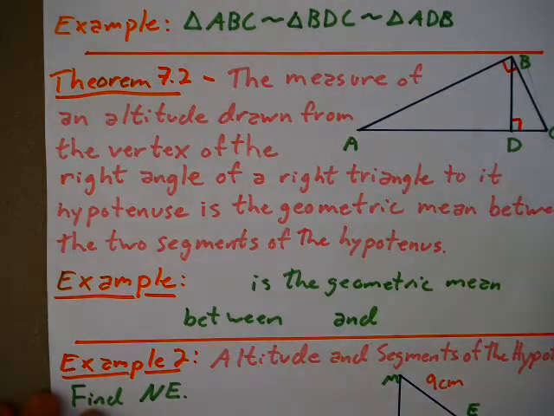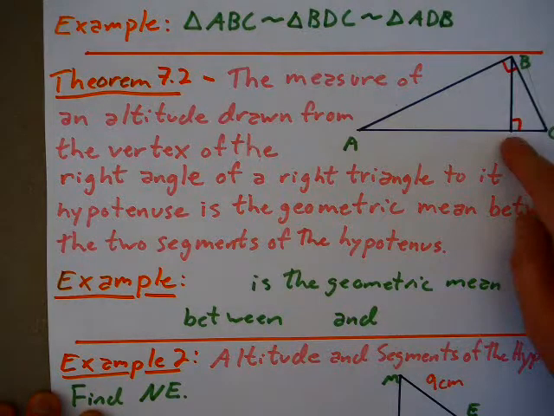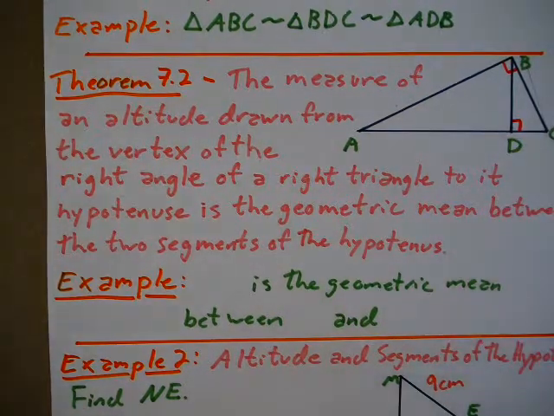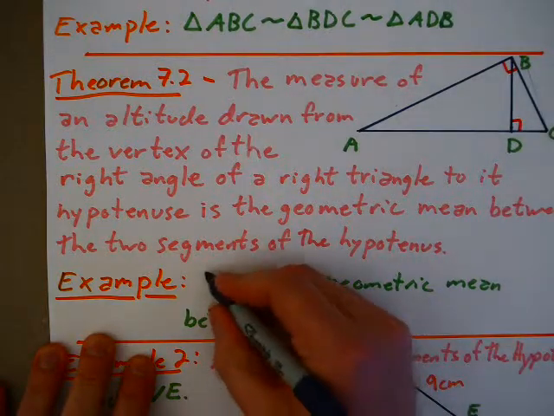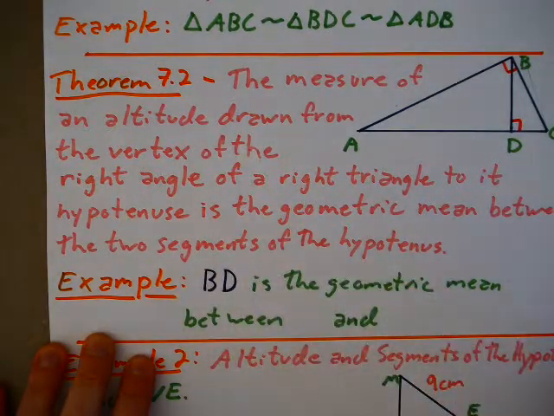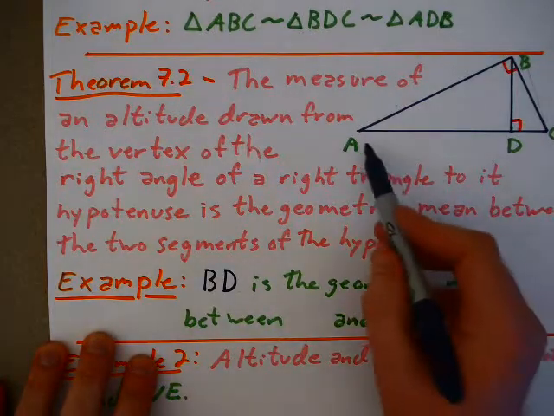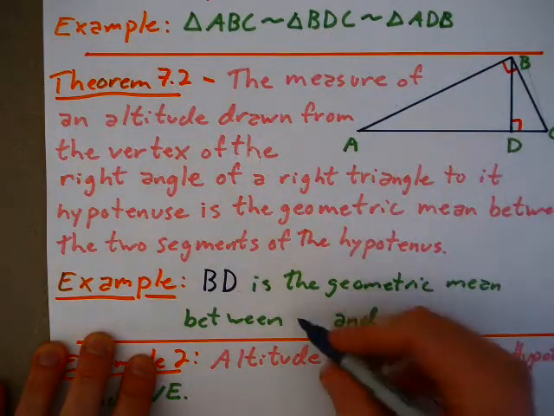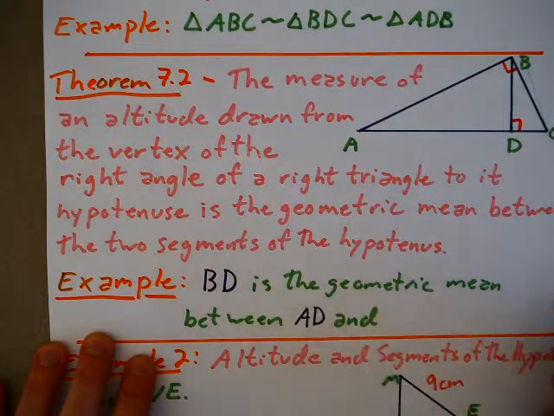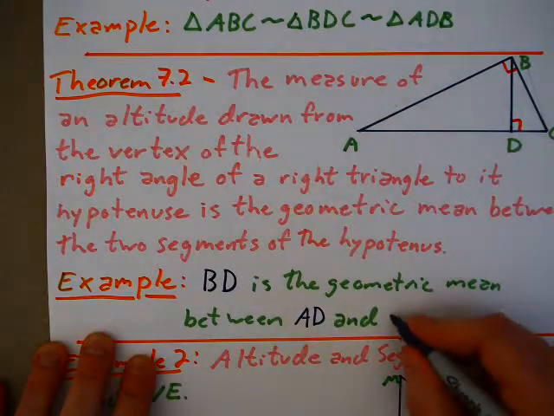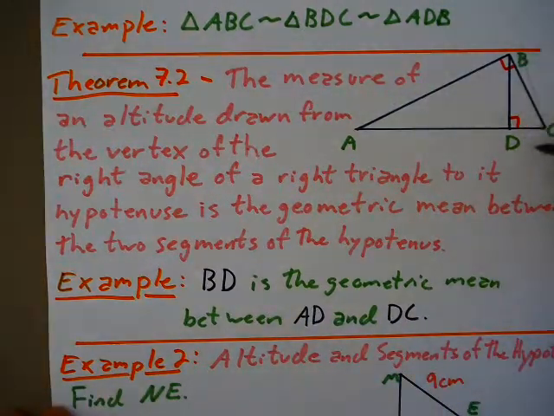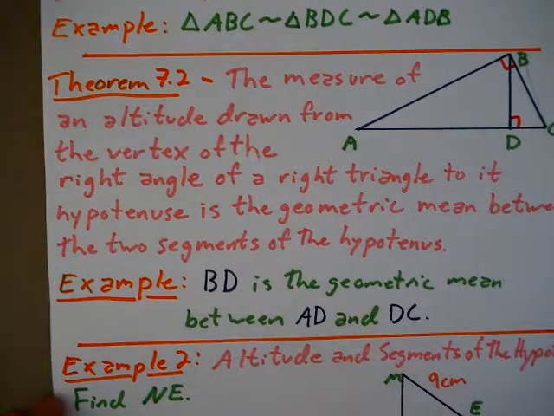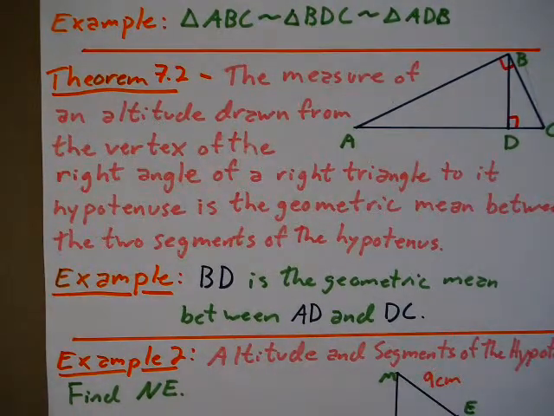So it's saying this altitude that was drawn, so from B to D, is going to be, well, let's write this down. So BD is the altitude that was drawn from our right angle to the hypotenuse, and that's going to be the geometric mean between this segment that was formed, AD, and this segment that was formed, let's call it DC. So the altitude is the geometric mean between the two segments, to sum that up. So let's take a look at how we use that specifically.